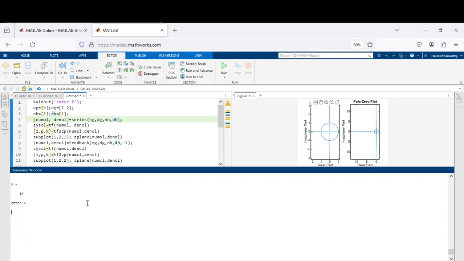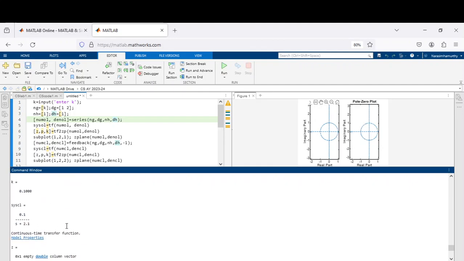Now let me give the value of k as 0.1. The moment I give the value of k as 0.1, you can see the open loop transfer function is this, this is the value of k, and this is the pole position. You can see the pole is at minus 2, there is no zero, and the k value is 0.1. The closed loop transfer function is 1 by s plus 2.1. The pole has slightly moved from minus 2 to minus 2.1. That's what you can see.